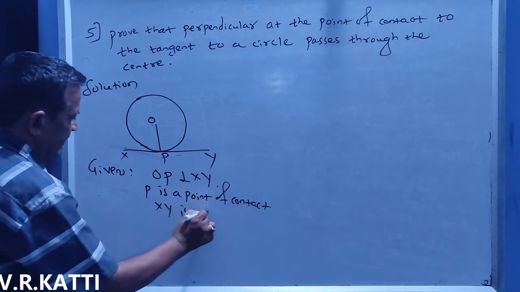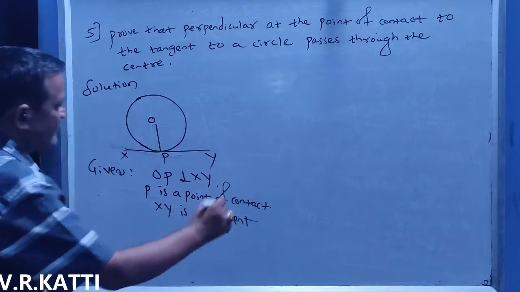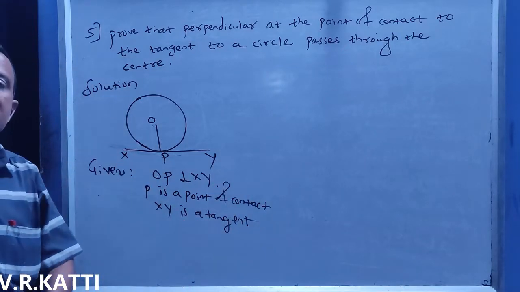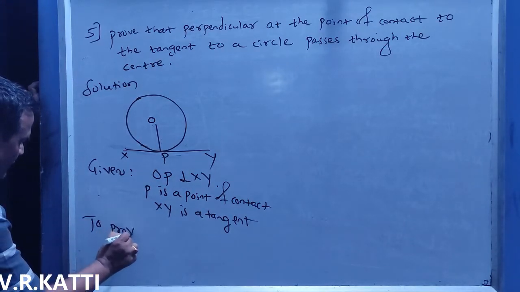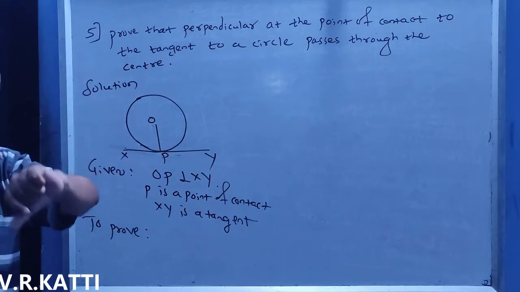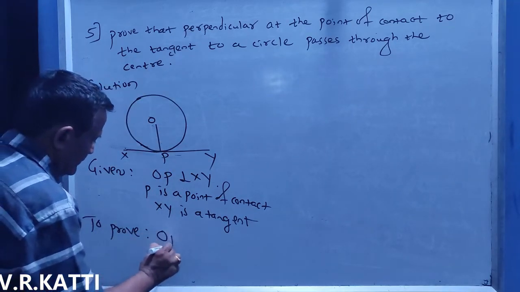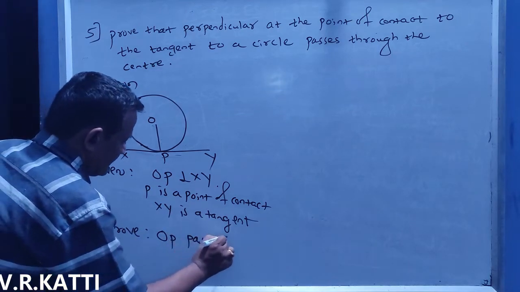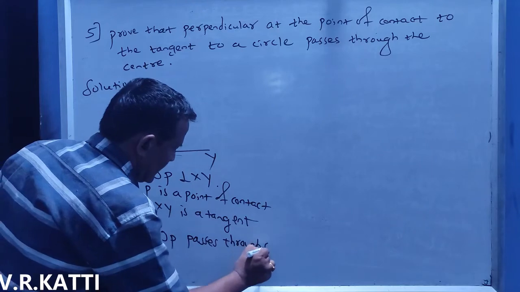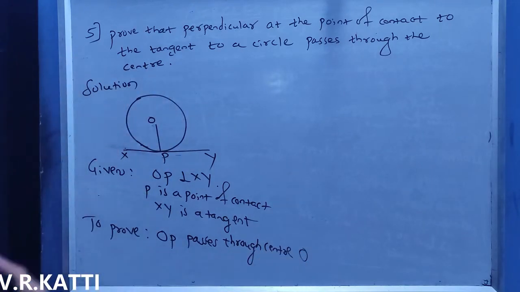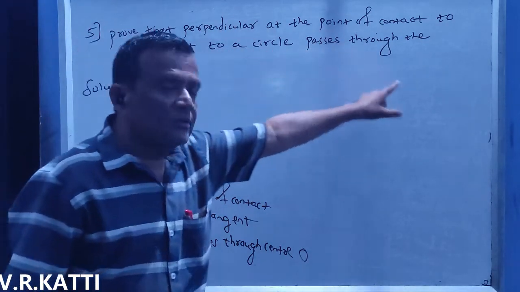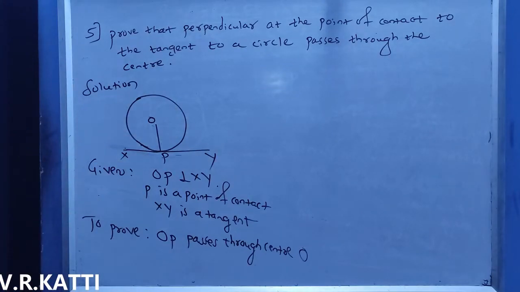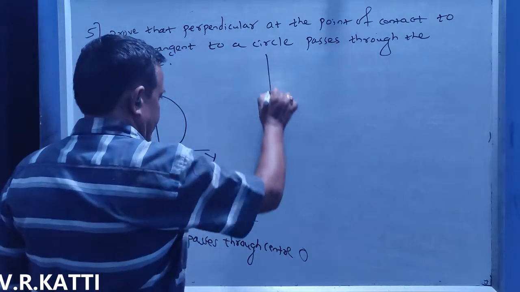XY is a tangent. P is a point of contact. XY is a tangent. To prove: OP passes through center O. OP is perpendicular to XY, and you have to prove that the perpendicular passes through center O. Is it not? Now, proof.